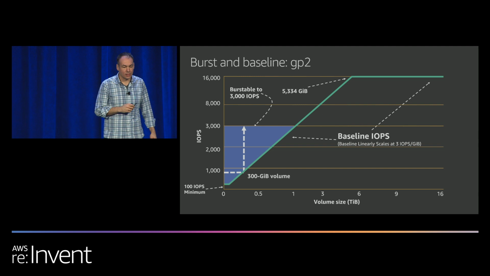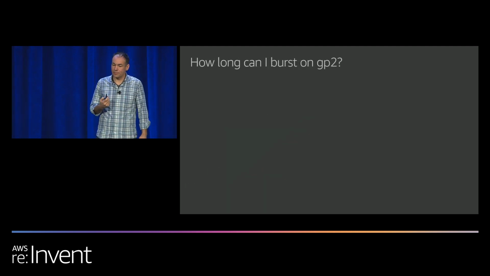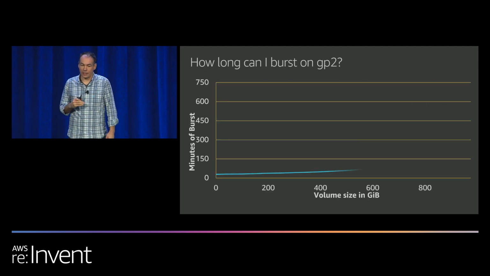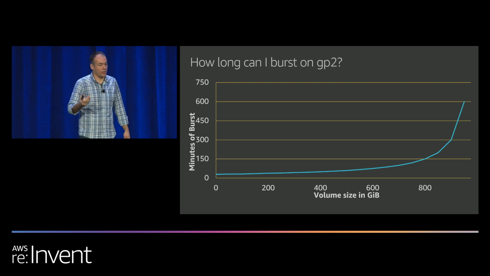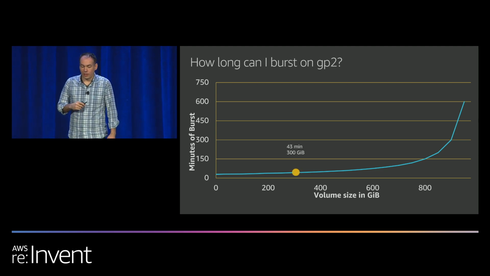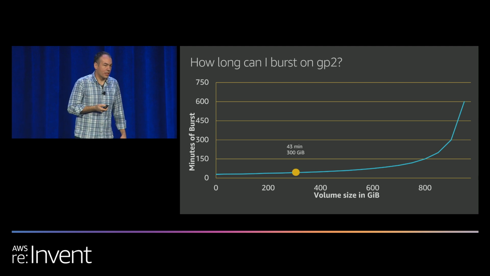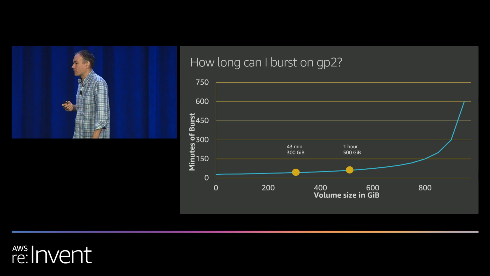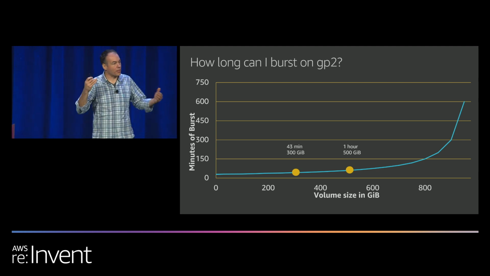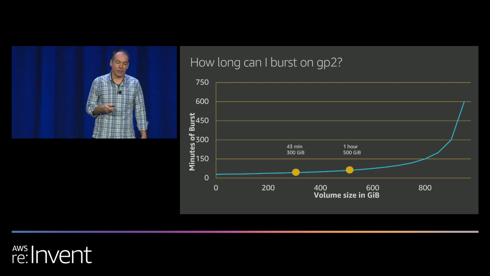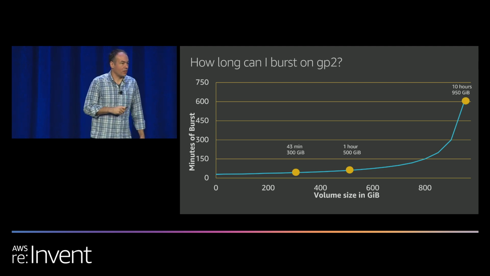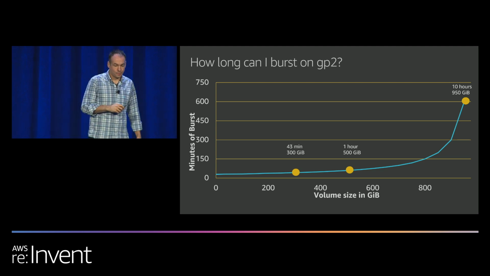The question I often get asked is, how long can I burst? And so with 5.4 million credits, and you're getting 3 IOPS per gigabyte, it's actually a curve that's nonlinear. And so the bigger the volume, the longer you can burst. So that 300 gigabyte volume, you can burst for 43 minutes. If we go a little bit larger to 500 gigabytes, you've got an hour of burst. And then as we get bigger and bigger and bigger and approach that 1,000 gigabyte mark, you get a longer time period. So 950 gigabytes gives you 10 hours, or most of the day.